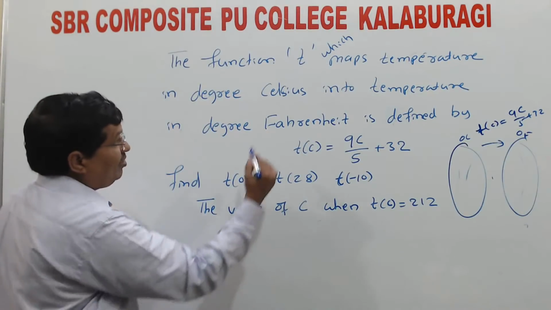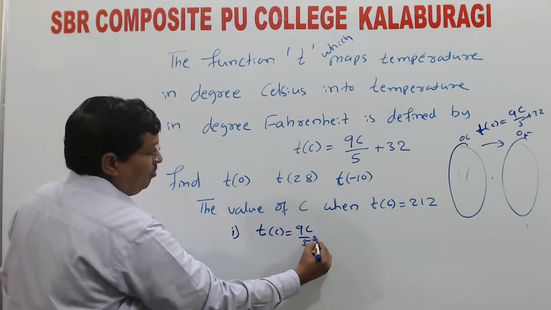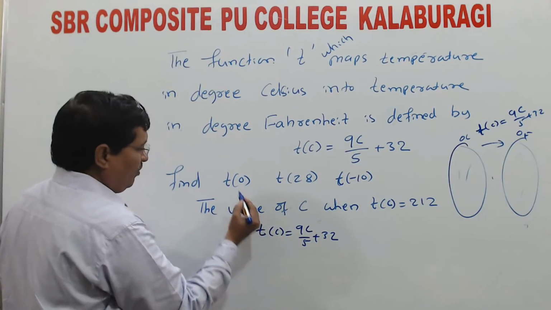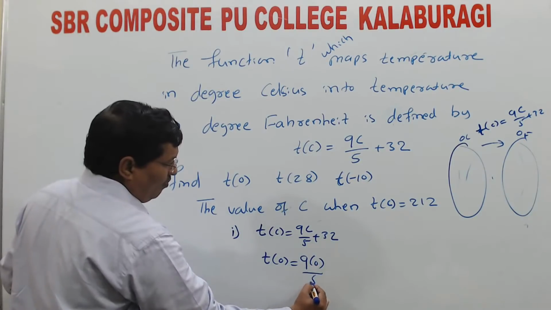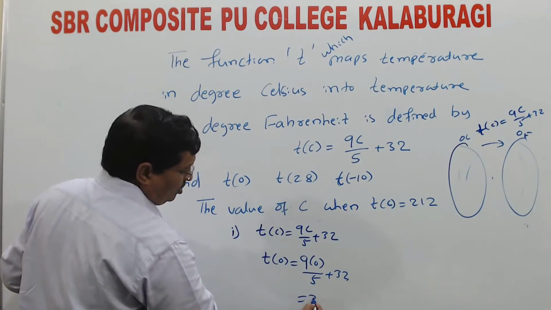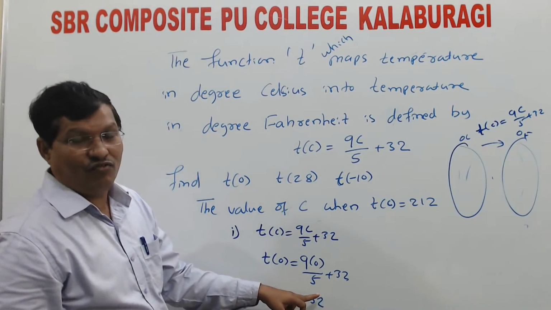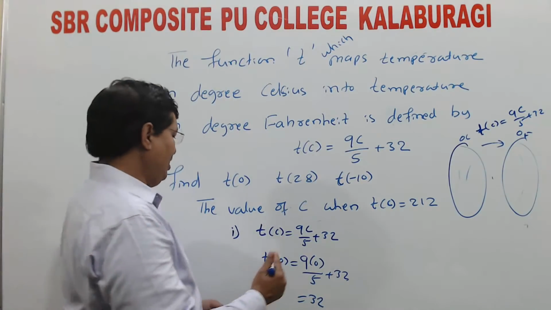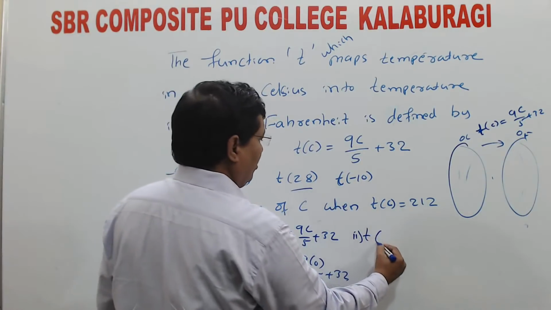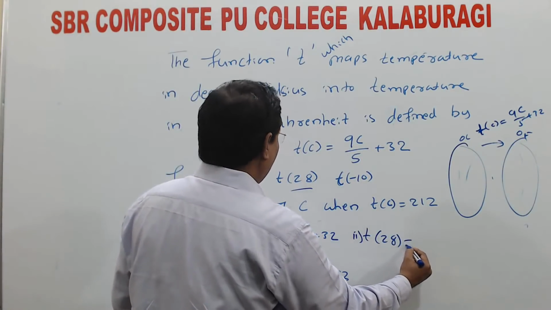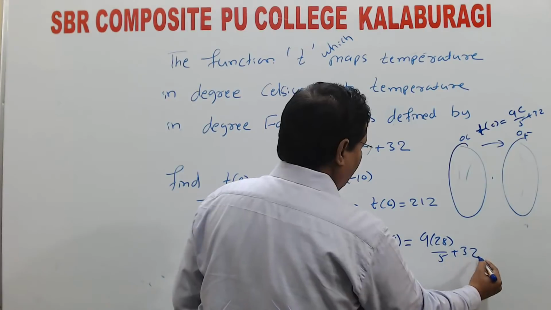Okay, it is very simple here. First, what is given? t of c equal to 9c by 5 plus 32. Actually you have to find t of 0. t of 0 equal to 9 into 0 by 5 plus 32 equal to 32 degree Fahrenheit. What is the temperature? 32 degree Fahrenheit. Similarly, the second one, t of 28 equal to 9 into 28 by 5 plus 32.